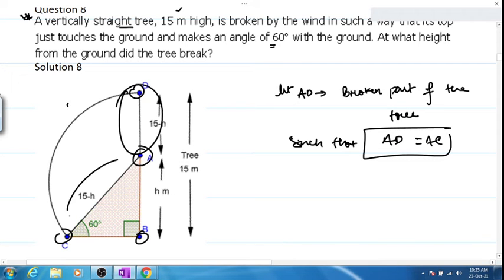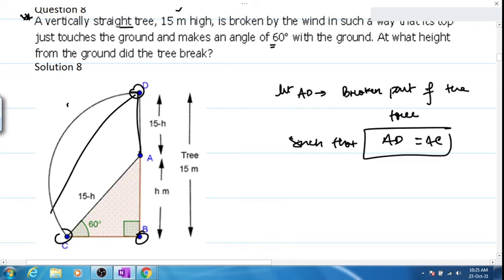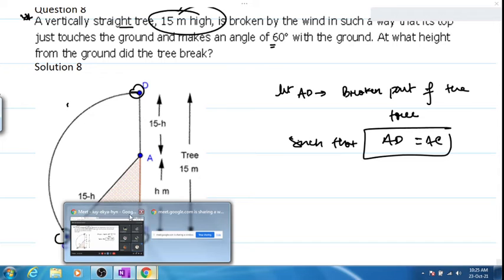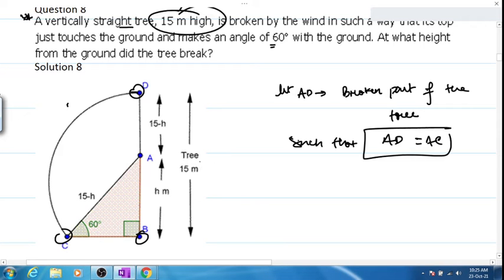This length is equal to this length because this is the portion which has been broken and this is the portion which is falling down. So if this is 15 minus h, now how do we know that it's 15? Because the entire length of the tree is 15. We have done this kind of a question, but this is a bit different than the rest of the questions. So I would expect you to tell me at what height from the ground did the tree break. So you have to calculate the length of this one.